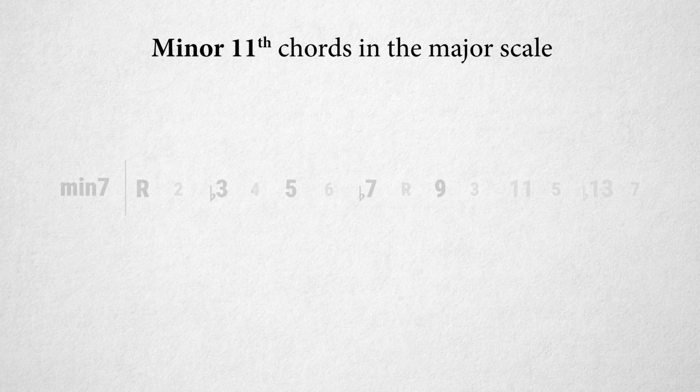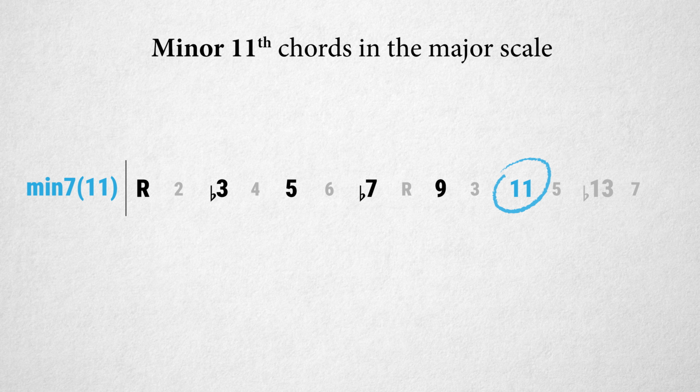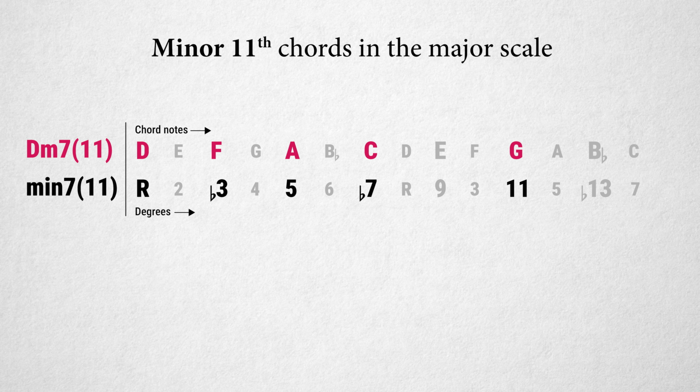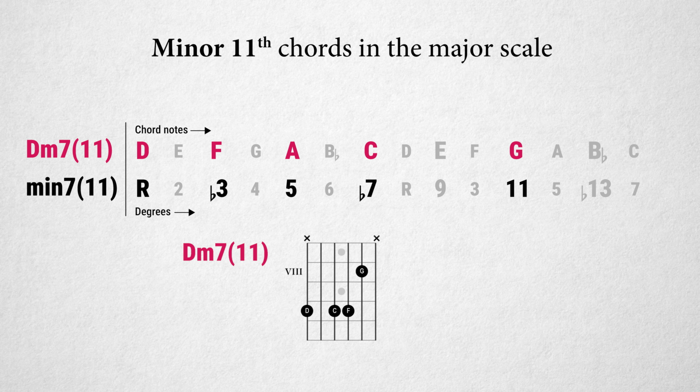To every minor 7 chord in the major scale, we can add the 11th, or call it a perfect 4th, depends on how you look at it. We'll get a D minor 7 11 by adding the note G to the D minor 7 chord, because the note G is the 4th and 11th note in the D minor scale.